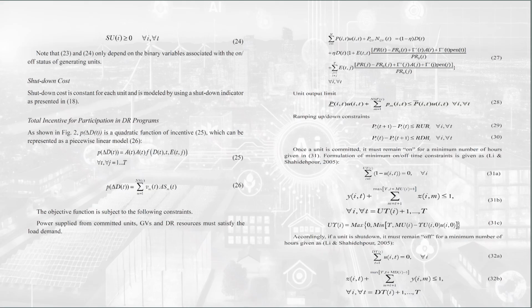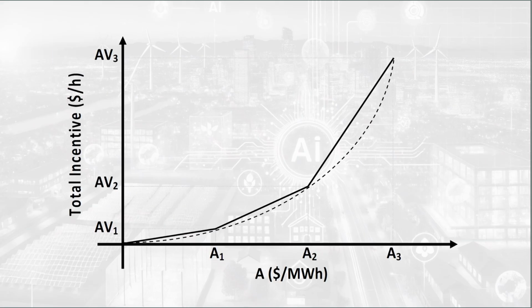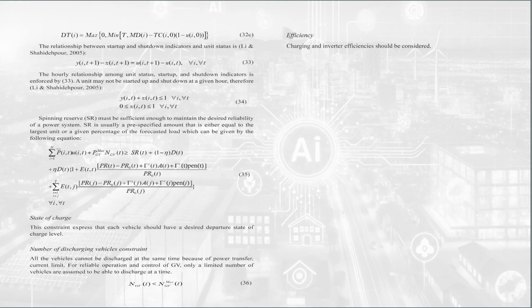Total incentive for participation in DR programs. It is a quadratic function of incentive, which can be represented as a piecewise linear model. The figure shows the piecewise linear total incentive curve for an hour. The objective function is subject to the following constraints.